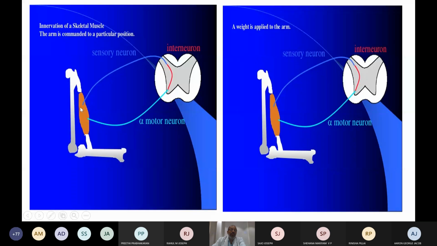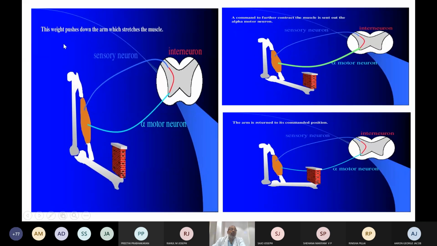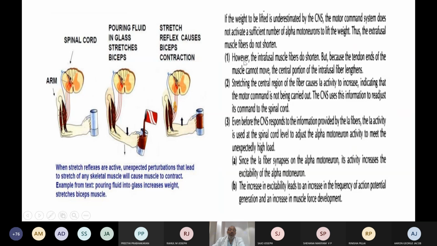So you have to see that the arm is commanded to a particular position. This is the biceps. Weight is applied to the arm. You have to see what is happening. The weight pushes down the arm, which stretches the muscle, and a command to further contract the muscle is sent out of the alpha motor neuron. Then the arm is returned back to the commanded position. Understood?